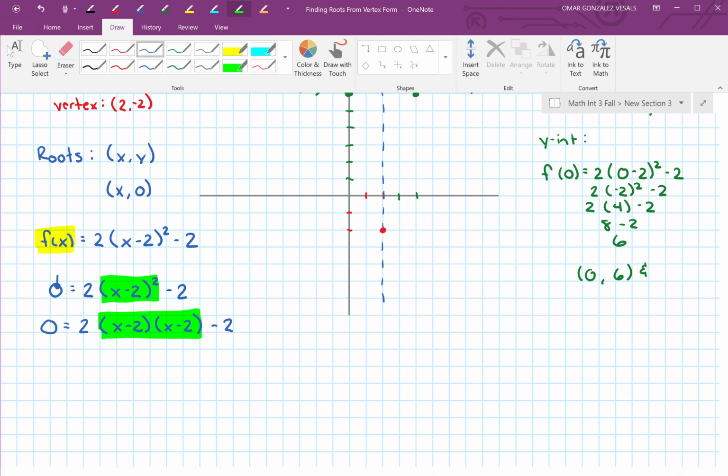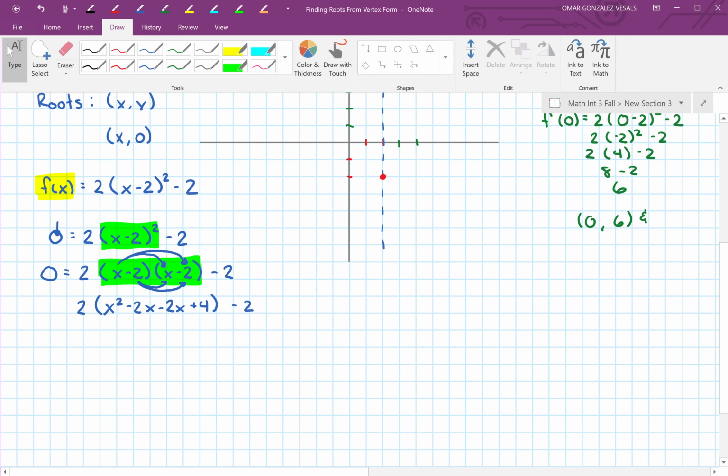Do you guys all remember FOIL? Yeah. You have to do FOIL. So x times x gives you what? X times negative 2 gives you? Negative 2 times x gives you? And negative 2 times negative 2 gives you? Positive 4. And we still have what outside of it? Negative 2. We still have a 2 in the front and a minus 2 right there.